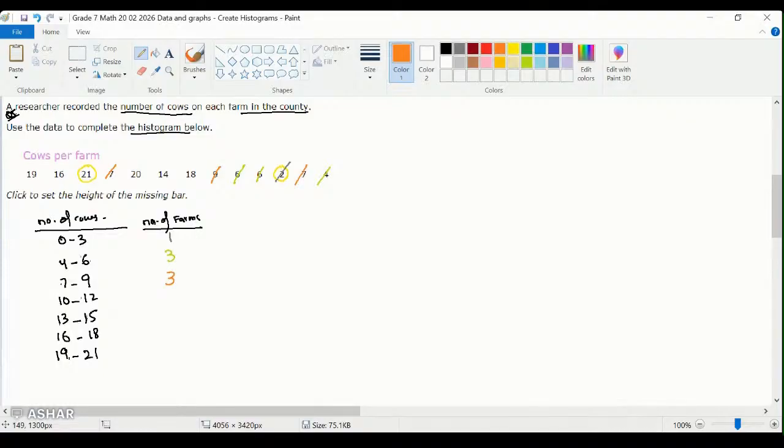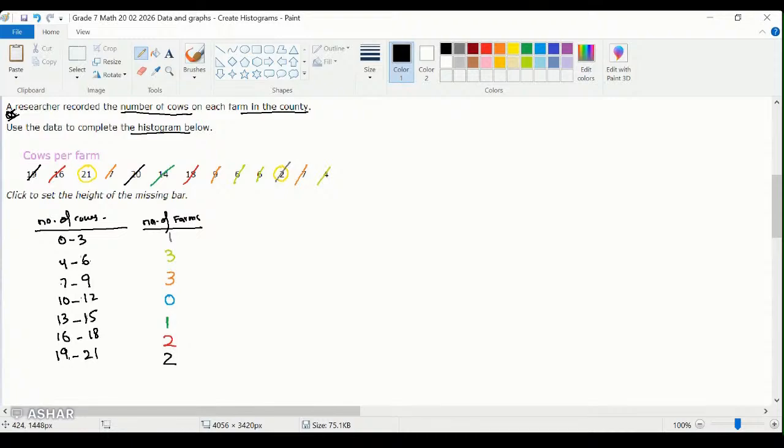Agreed. Between 10 and 12, we do not have any value between 10 and 12, right? So this stays as a 0. What about between 13 and 15? Let's see if we have a number between 13 and 15. Yes, we have one number, right? Between 16 and 18, we had two possibilities. And between 19 and 21, we still had two possibilities, right?